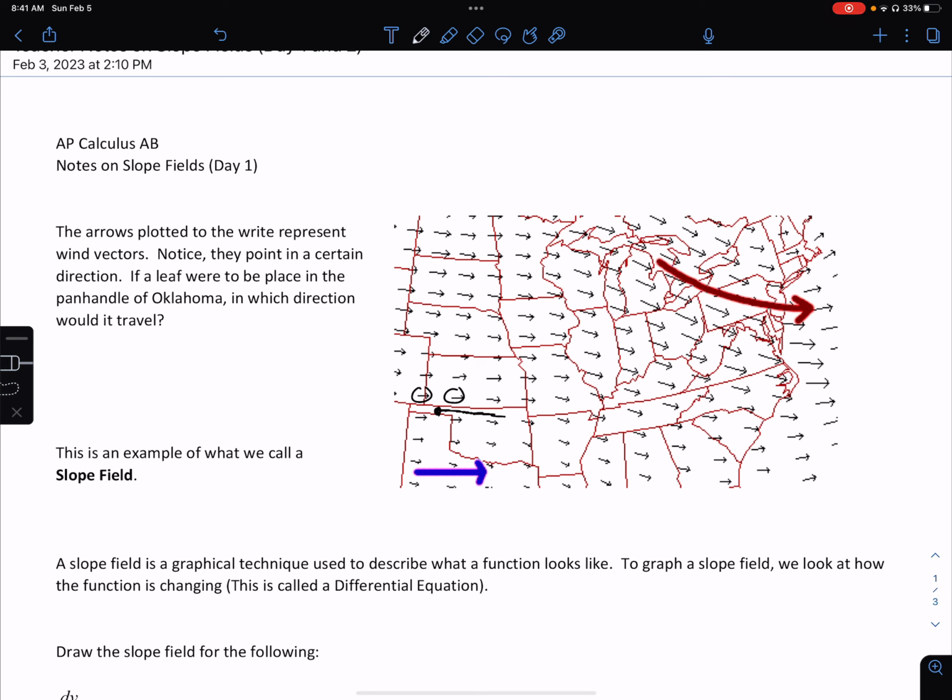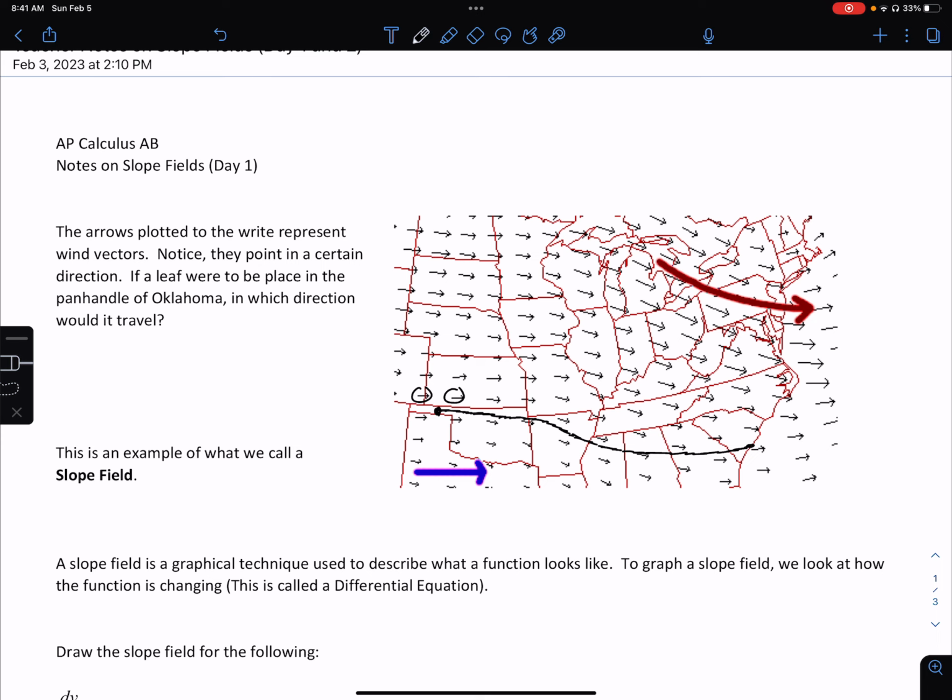And as we move across, it's going to change directions a little bit due to the direction of the wind. And we can almost plot the path of that little leaf as it leaves. Looks like Georgia. That's what we're talking about today. Today we are talking about slope fields, and this is exactly what slope fields do for us.